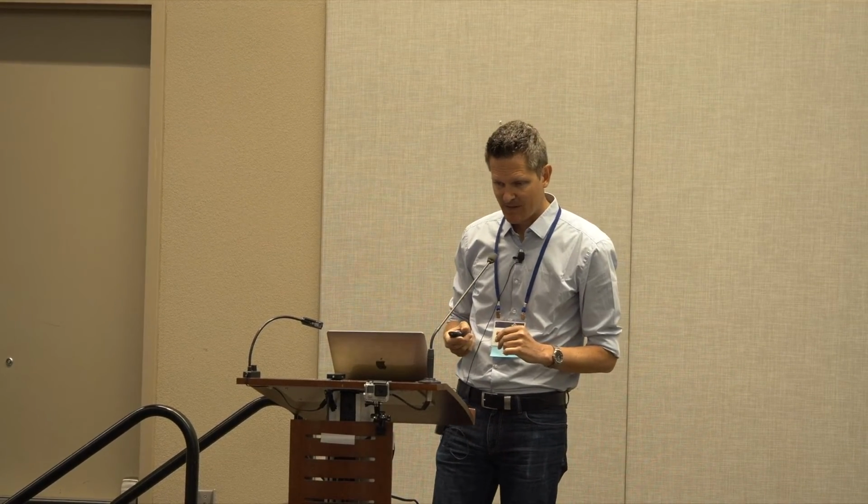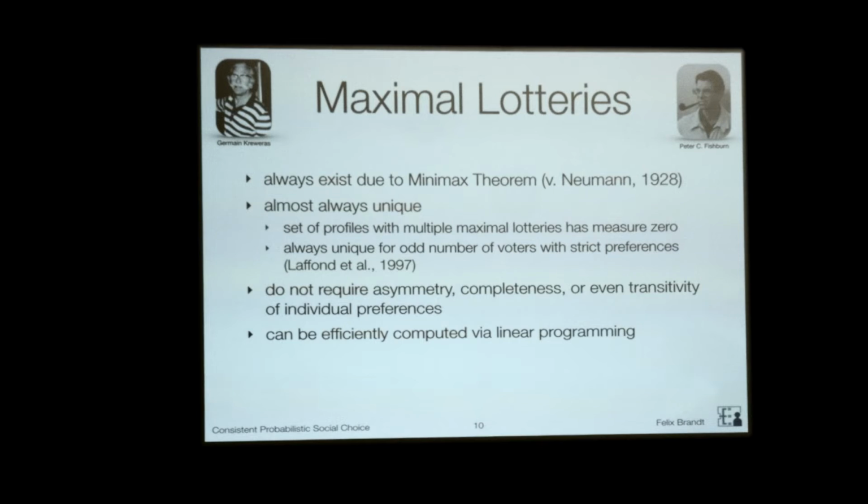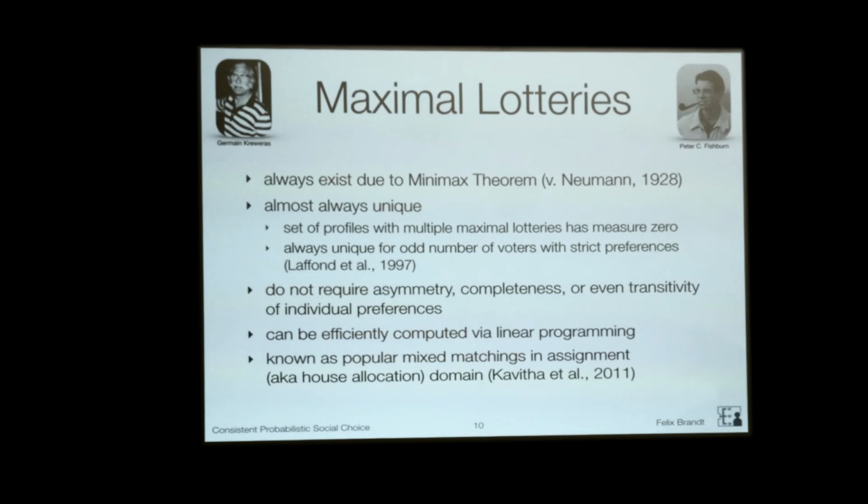Then another advantage, of course, is that maximal lotteries can be computed efficiently. That's obvious because, well, max-min strategies in zero-sum games we can also compute efficiently. One other point that is worth mentioning is that there are some subdomains of social choice. You can think of social choice or the voting domain as the most general setting in preference aggregation, and then you can define subdomains that deal with, say, hedonic games and matching and house allocation. And in the domains of matching and house allocation, maximal lotteries have been again reinvented, and they are called popular mixed matchings in these cases, which is also quite interesting.